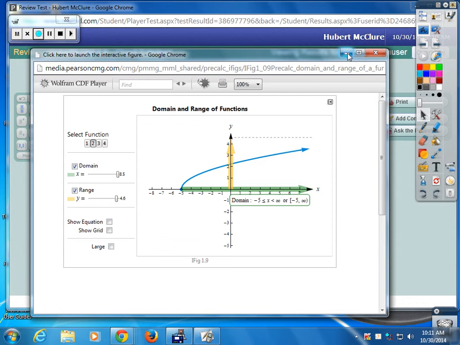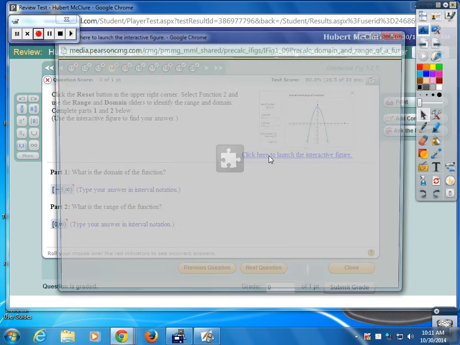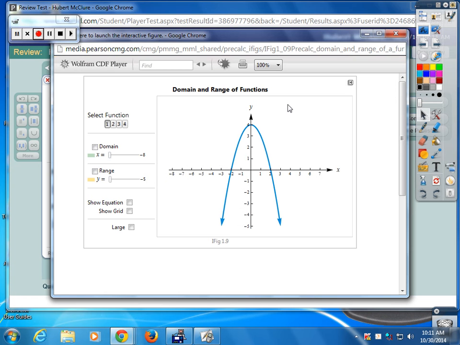So the only thing I can imagine you did wrong here, Mr. Klauser, is you did not choose the right function. That's it. So hit 2 next time, or whatever it says to do. Because I'll be honest with you, I love this. Let me see what 4 is. Oh, piecewise function.